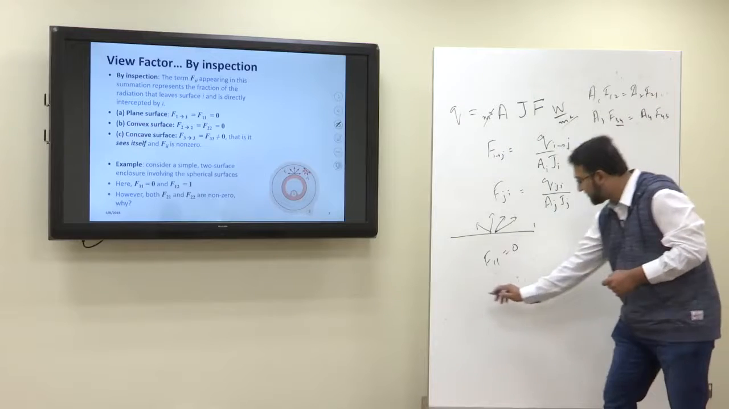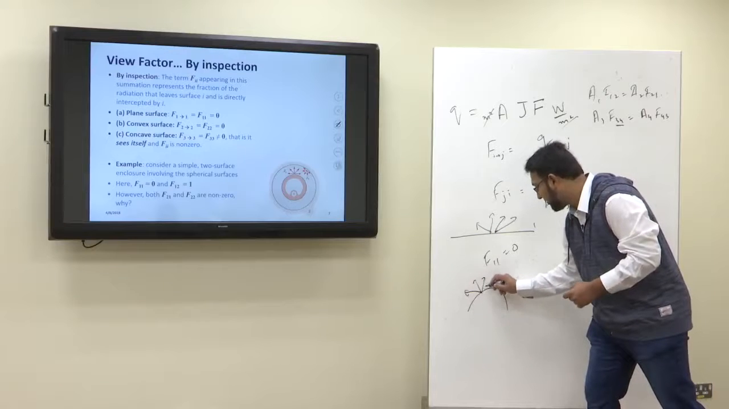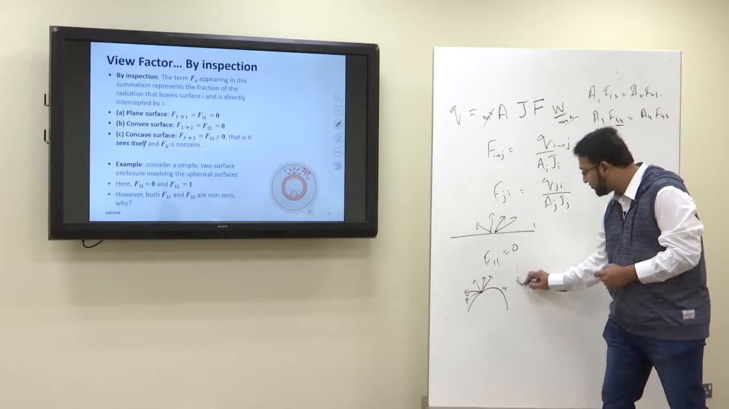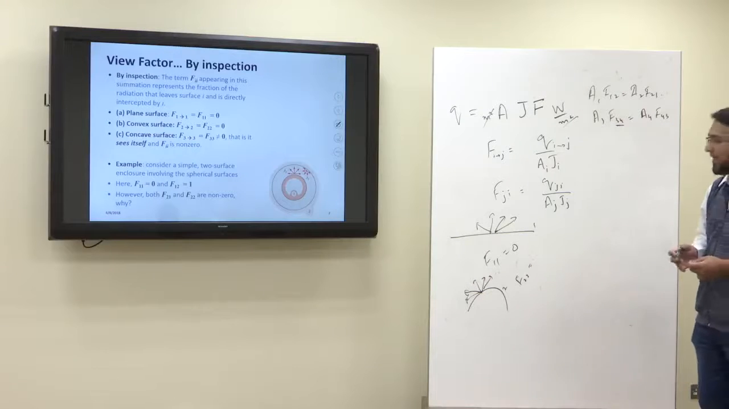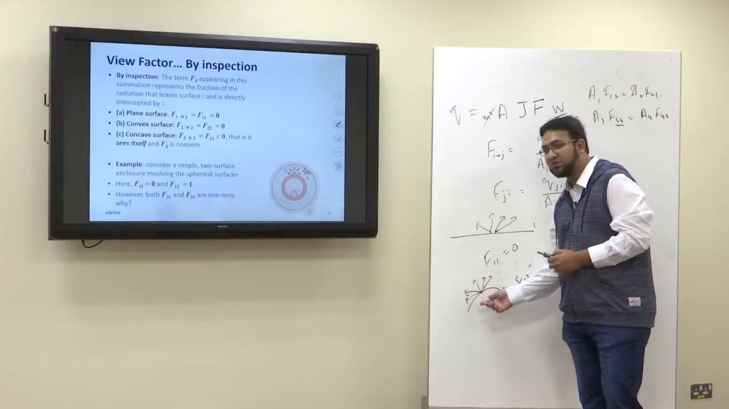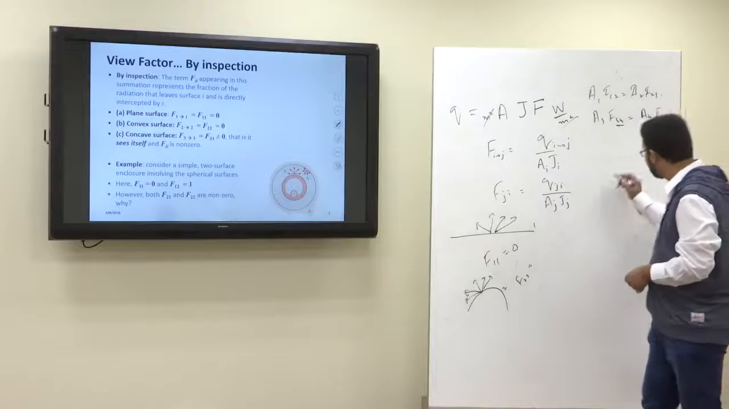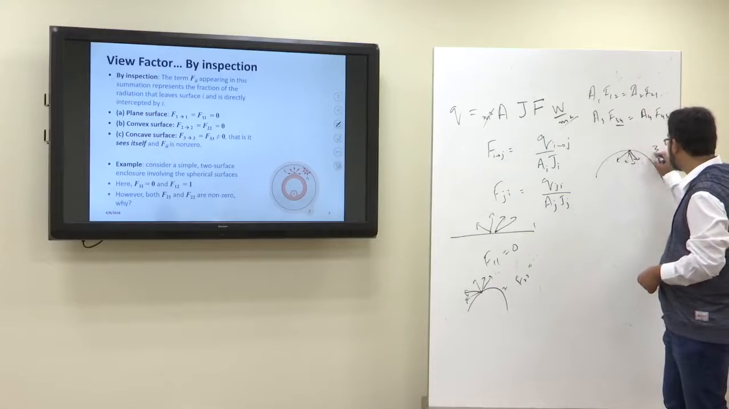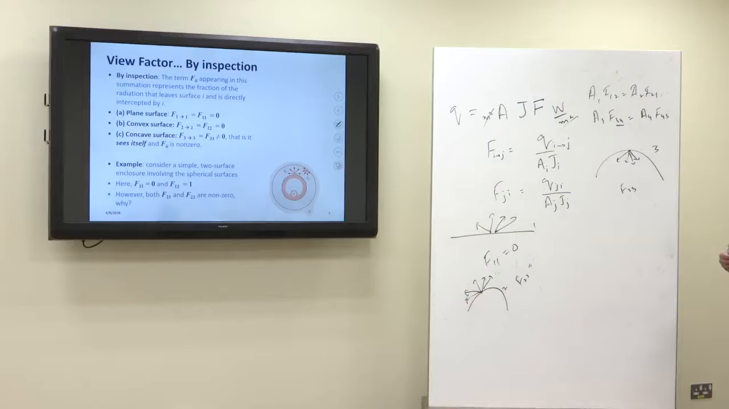If I have this surface like this, and the energy emitted from here, let's say I call this surface 2. So F22, what do you think? It's again 0. Any energy emitted by this surface will never reach the surface again. Let's say I have this surface, and the energy emitted from here, I call it 3. So F33. Will it be 0? 1? No. It will not be 1, but it will not be 0.